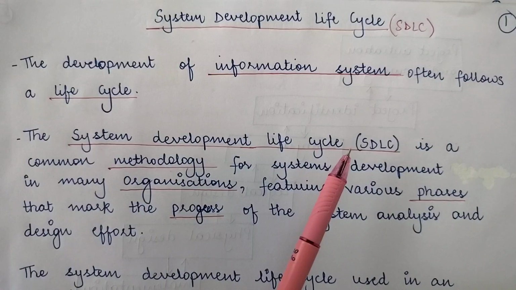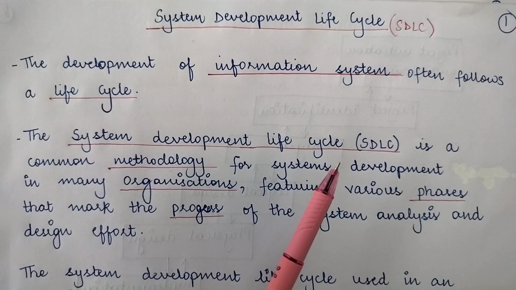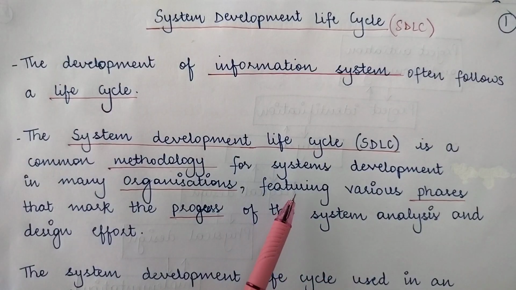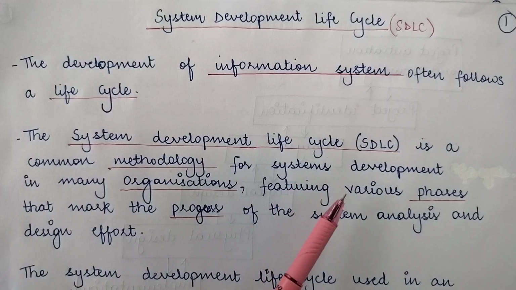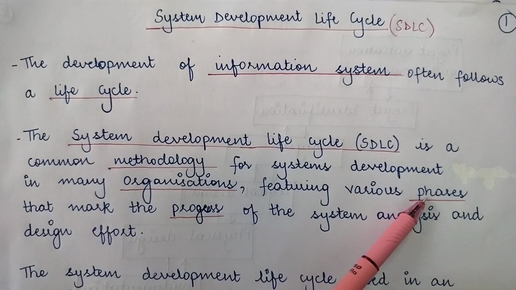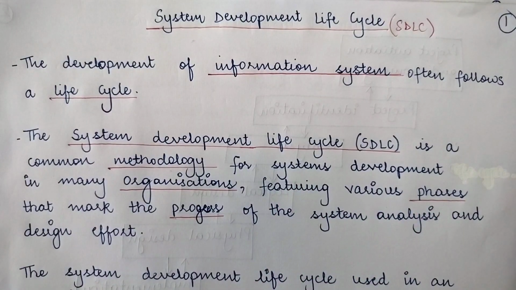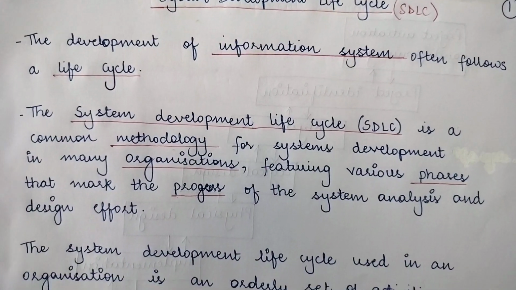So, it is a common methodology which is used by many organizations for the task of developing a new information system, and this methodology, known by the name of SDLC or system development life cycle, has various phases. It is divided into phases to make the entire process of system development less complex. So, we divide the entire process into various phases, which are marking the progress of system analysis and the design effort put in by the system analyst.